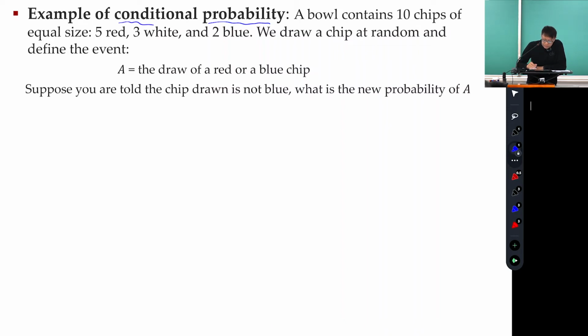This is very simple. A bowl contains 10 chips of equal size: 5 red, 3 white, and 2 blue. We draw a chip at random and define the event A as the draw of a red or a blue chip. You understand the question?